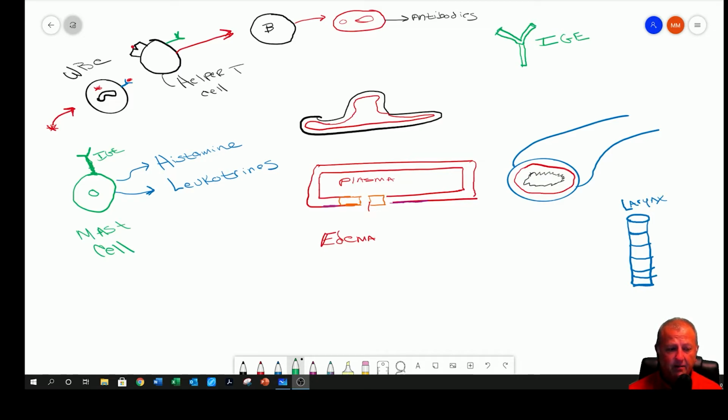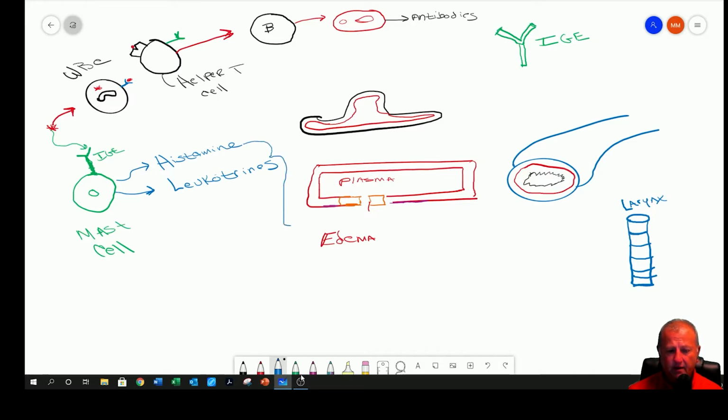So when that next time happens, here's your pathogen, or your allergen in this case. It's going to come in contact with this mast cell. This mast cell is going to over-respond, and it's going to develop something known as histamine and leukotrienes and several other things. But we're only going to talk about histamines and leukotrienes right now.